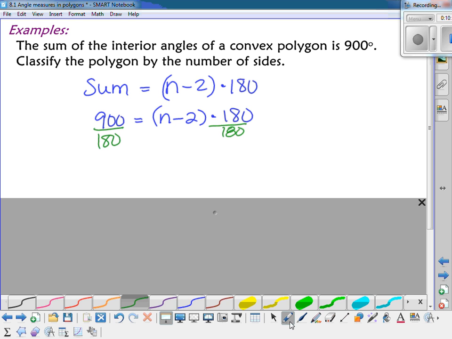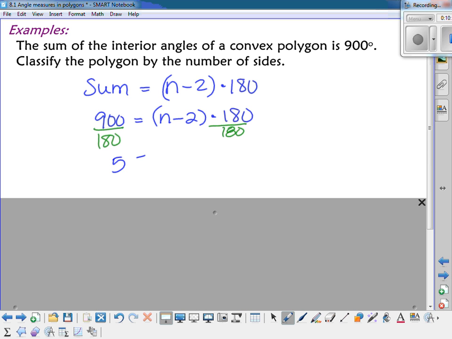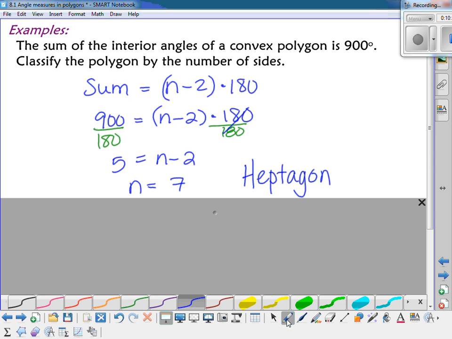If I divide both sides by 180, 900 divided by 180 is 5. And then they cancel out on this side. So 5 is equal to n minus 2. You just add the 2 to both sides, and you get that n is equal to 7. So if it has 7 sides, it's called a heptagon. And so your answer would be heptagon.